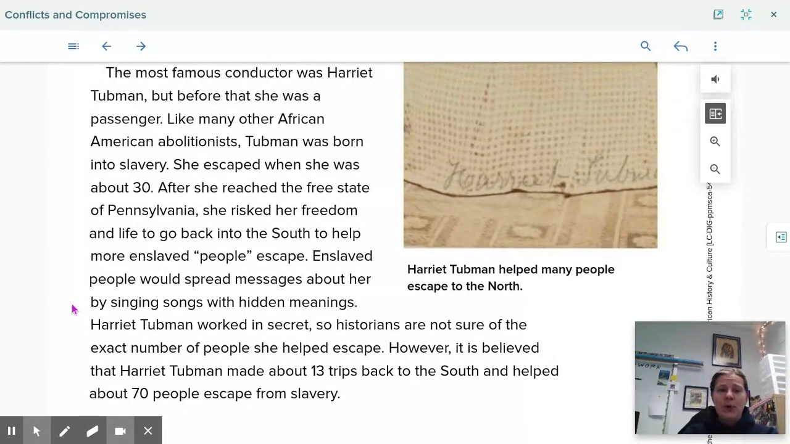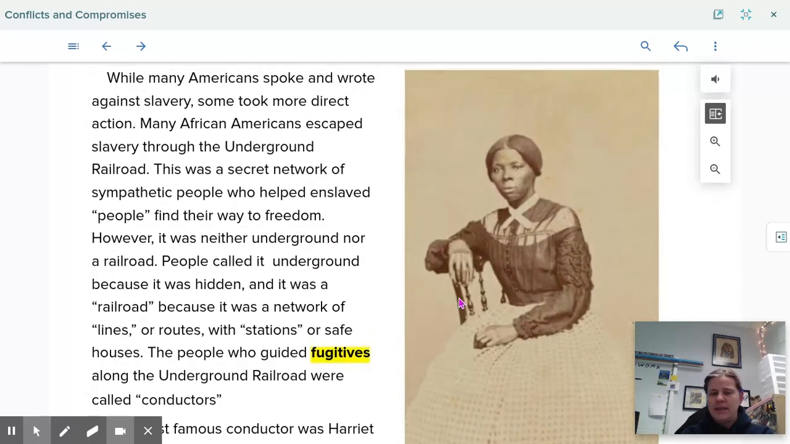Enslaved people would spread messages about her by singing songs with hidden meanings. Harriet Tubman worked in secret, so historians are not sure of the exact number of people she helped escape. However, it is believed that Harriet Tubman made about 13 trips back to the South and helped about 70 people escape from slavery. So again, Harriet Tubman helped many enslaved people escape to the North.